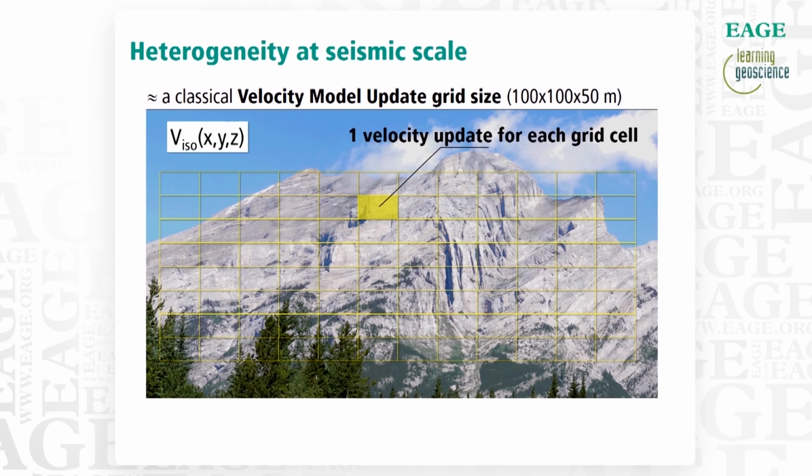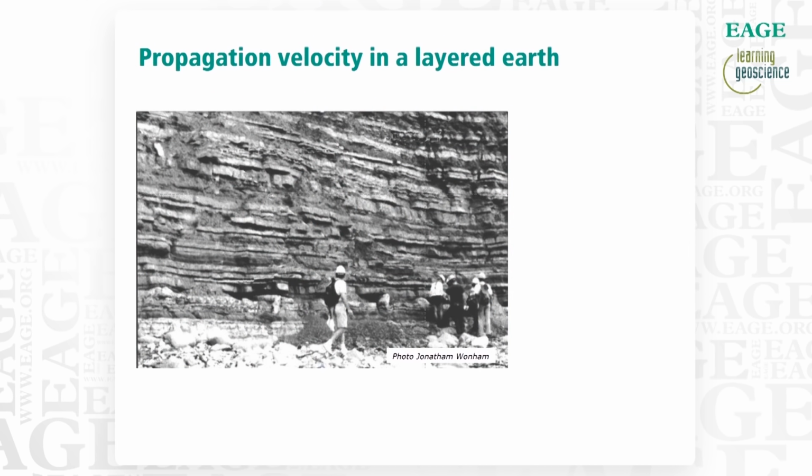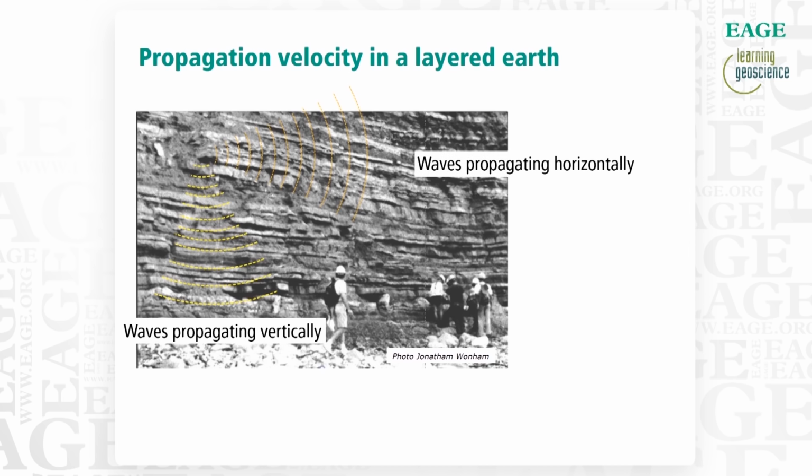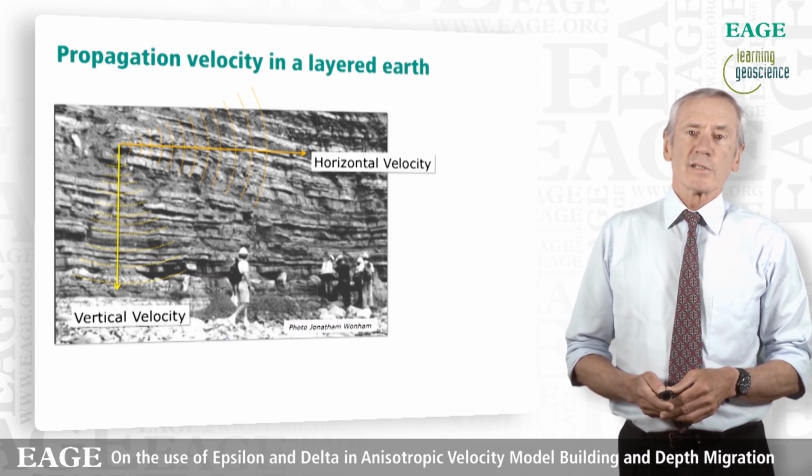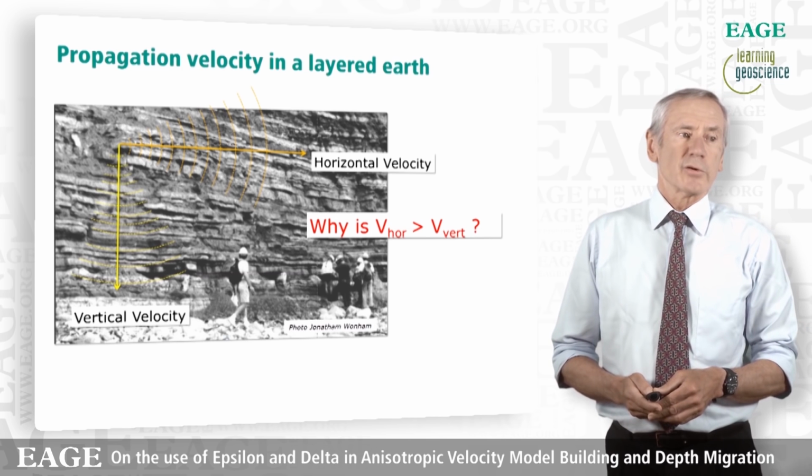Now let's talk a bit about anisotropy. Looking at this outcrop again, let's propagate the wave vertically, and we may define a vertical velocity. Let's propagate the waves horizontally, we could define a horizontal velocity. What I'm claiming here is that horizontal velocity is greater than vertical velocity.